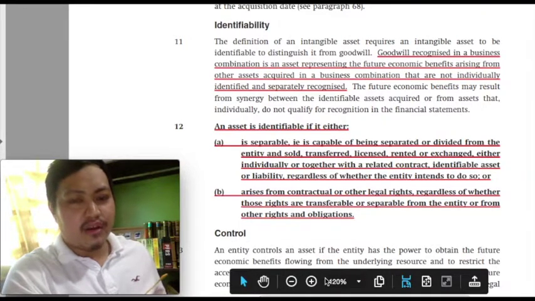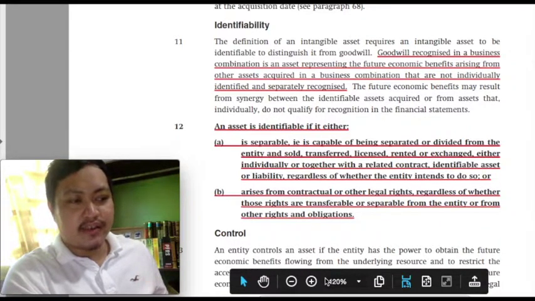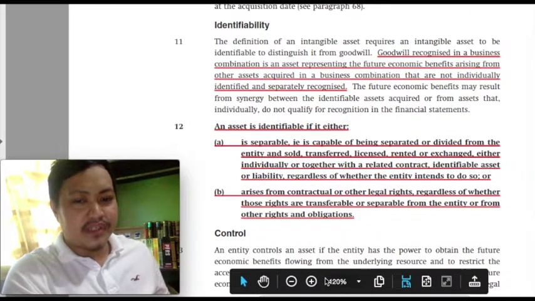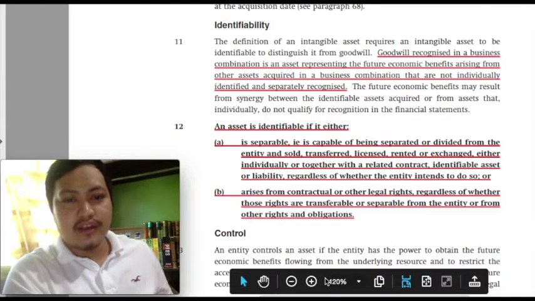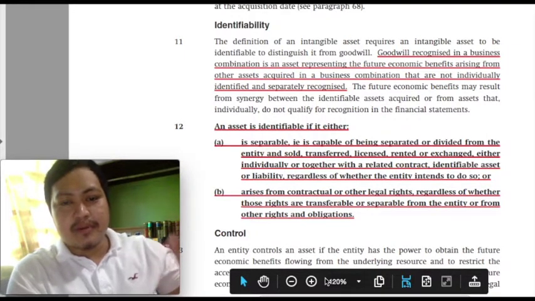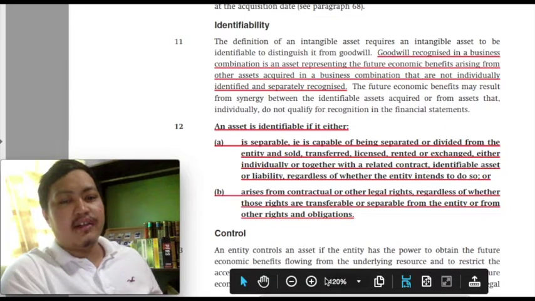So very understandable. Understand that the primary difficulty in intangible assets is as regards its identifiability because we cannot see it, we cannot perceive it. But we are able to enforce such a right. We are able to enforce the right over this intangible asset if it arises from a contractual or legal right. So it's separable or arises from a contractual or other legal right.